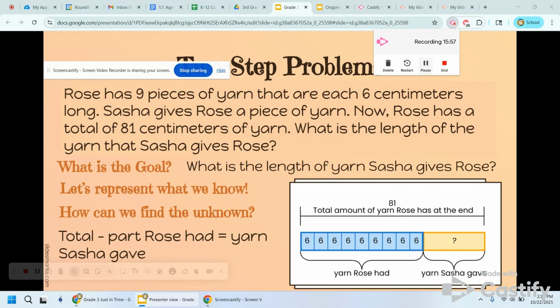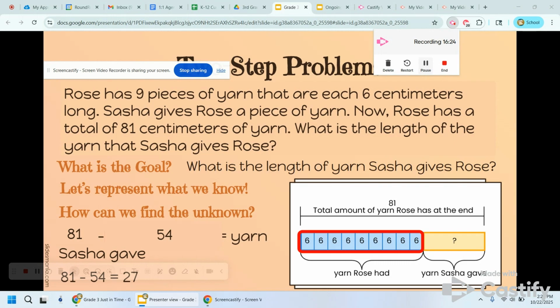Now let's fill in the numbers we know. Do we know the total? Yes, we do. It's 81. Do we know the part that Rose had? Well, kind of. We don't know the number yet, but we do know that it's 9 groups of 6. So I can replace that with 9 times 6. And I know that 9 times 6 is 54. And then we're left with the yarn that Sasha gave. So I can subtract my total minus the part I know, 81 minus 54, and that gives me 27. So Sasha gave Rose a piece of yarn that's 27 centimeters long.